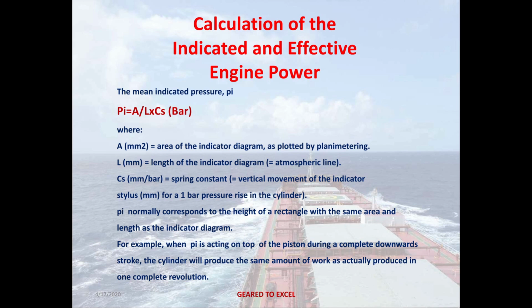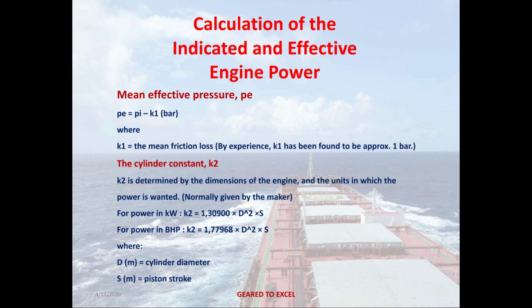For example, when PI is acting on top of the piston during a complete downward stroke, the cylinder will produce the same amount of work as actually produced in one complete revolution. Mean effective pressure PE. PE is equal to PI minus K1, where K1 is the mean friction losses. By experience, K1 has been found to be approximately 1 bar.